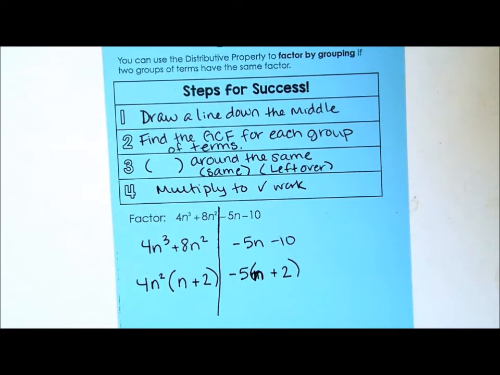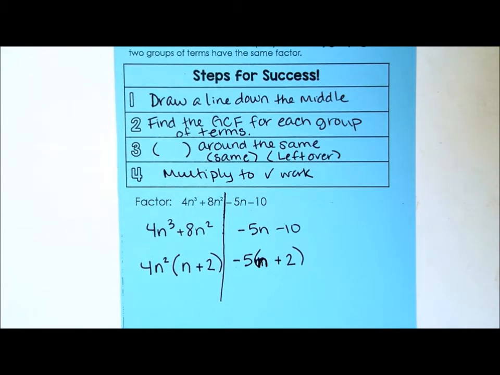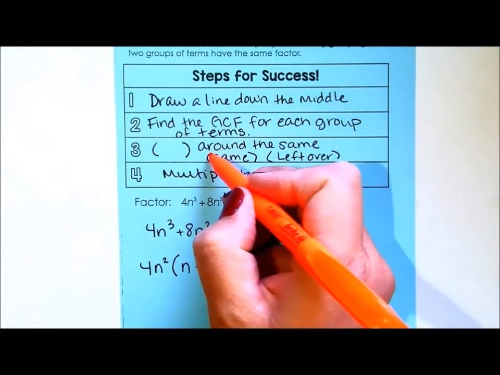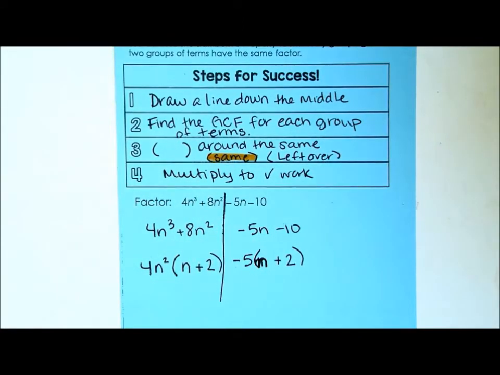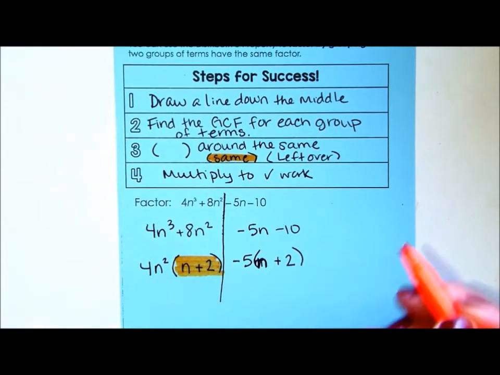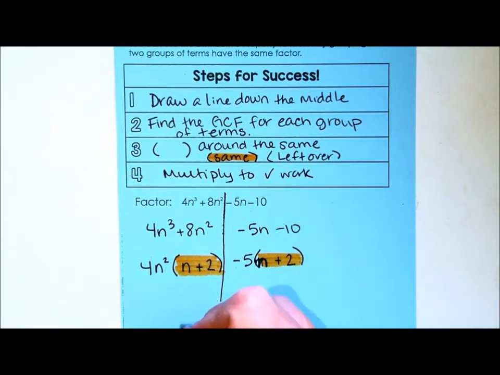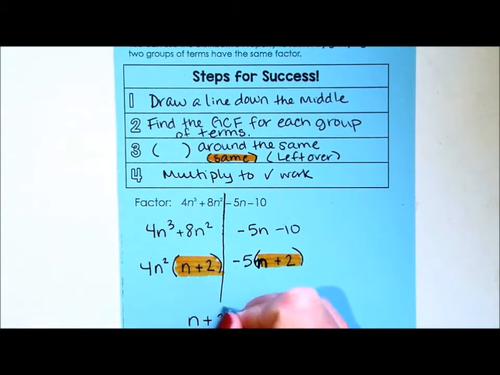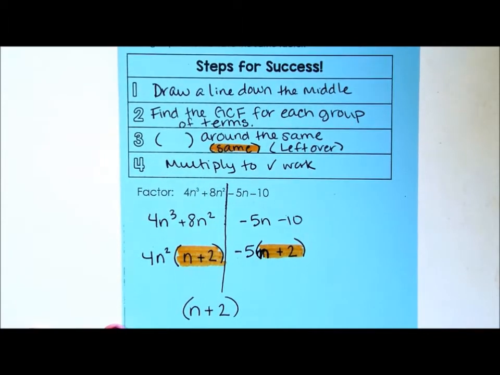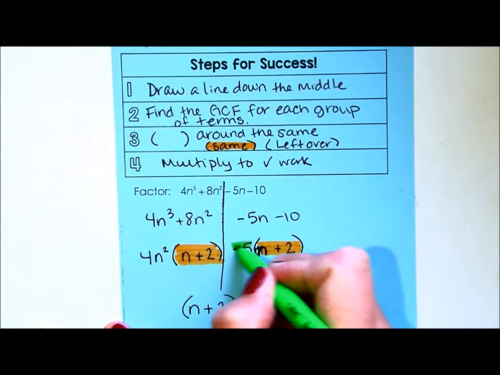Now, I'm going to put this together. So, earlier we talked about having the sames, and we talked about the leftovers. Now, in this case, the same is going to be my orange. I have one set of terms that is exactly the same, and that's this n plus 2. So that n plus 2 is going to be in my answer. So n plus 2 is one set of parentheses. Now in green is my leftover. My leftover is also my greatest common factors, and I'm going to label those as green.